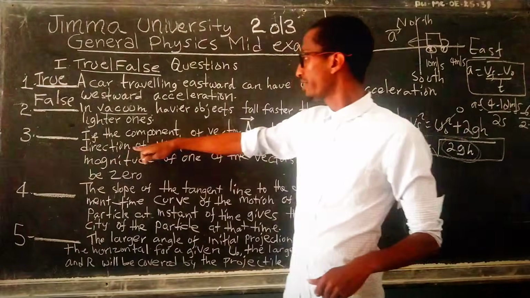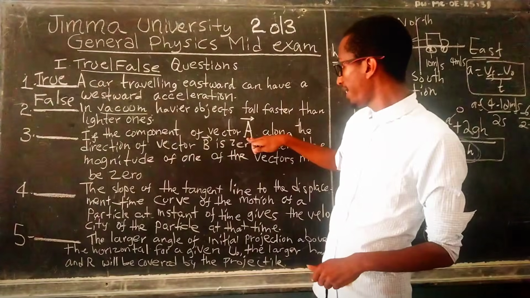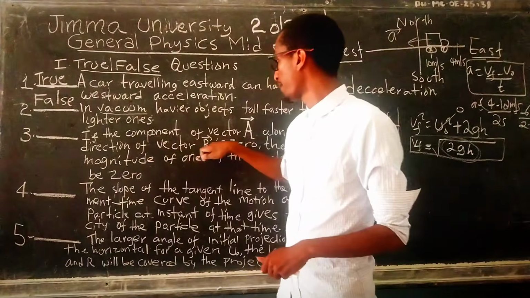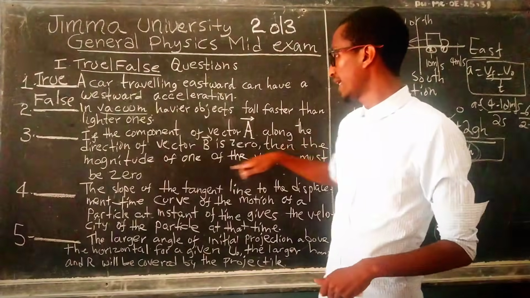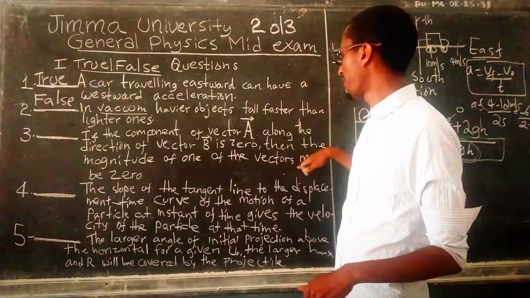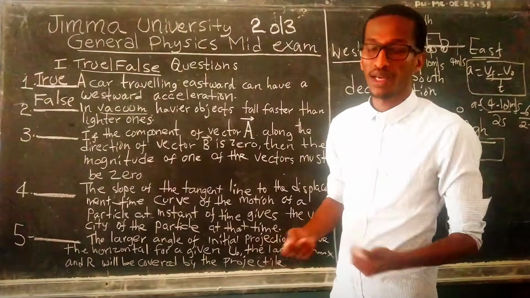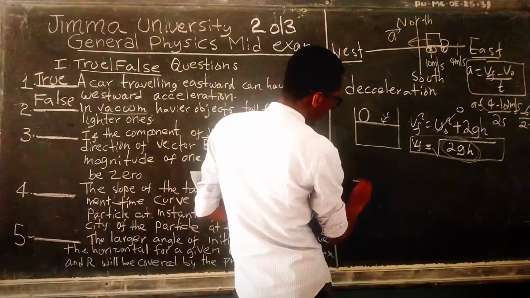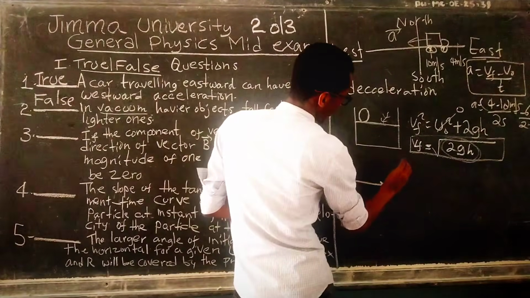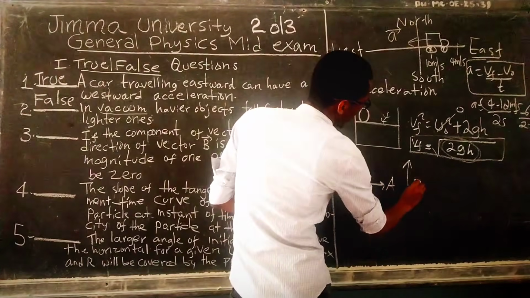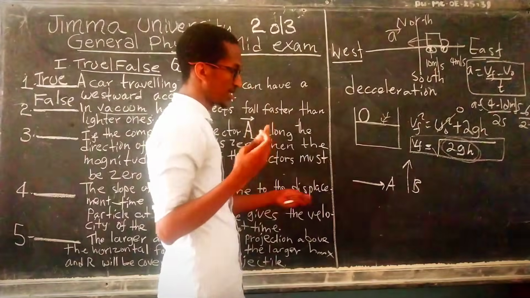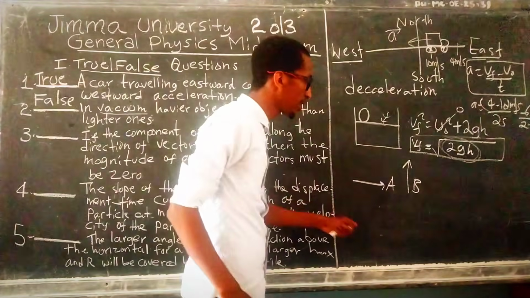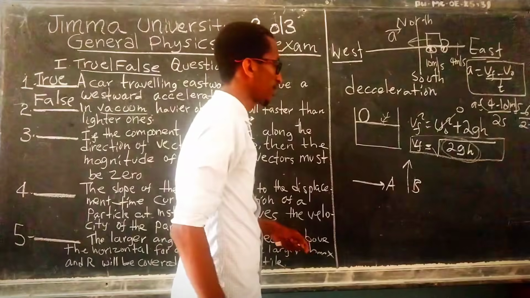So this is the second question. The next question says if the component of vector A along the direction of vector B is 0, then the magnitude of one of the vectors must be 0. What it means is, say there is one vector here, say this is vector A and this is vector B. So let us assume vector A is a horizontal vector and vector B is a vertical vector.